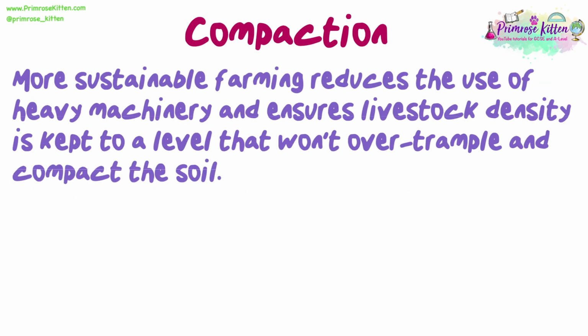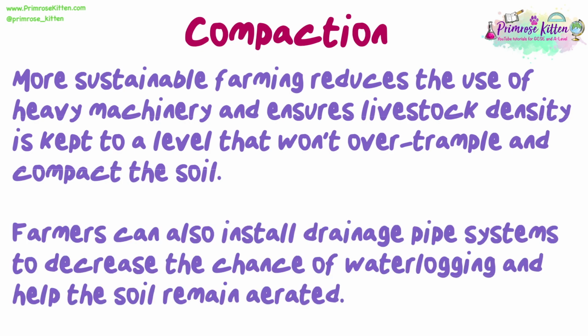More sustainable farming reduces the use of heavy machinery and ensures livestock density is kept to a level that won't over-trample and compact the soil. Farmers can also install drainage pipe systems to decrease the chance of waterlogging and help the soil remain aerated.